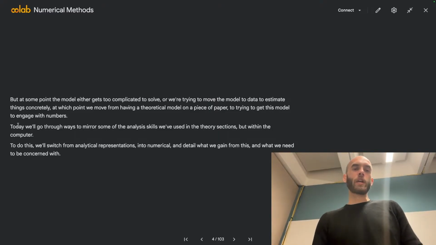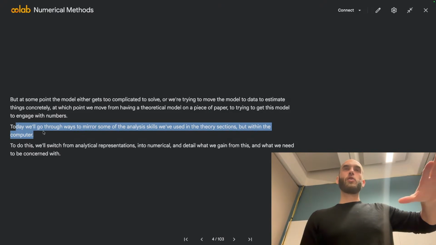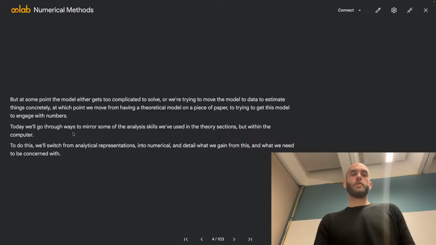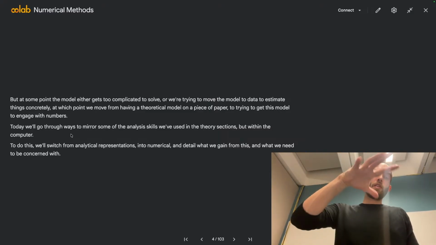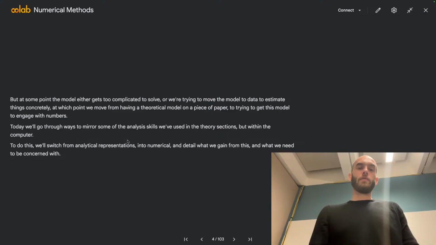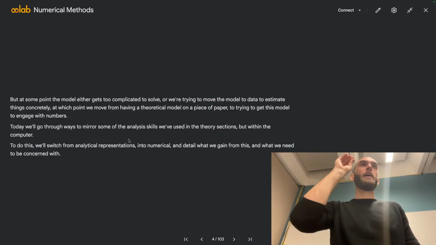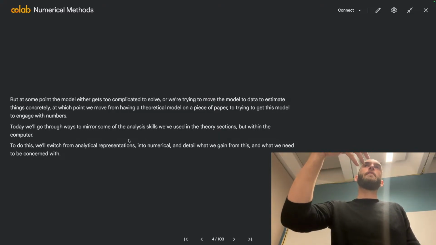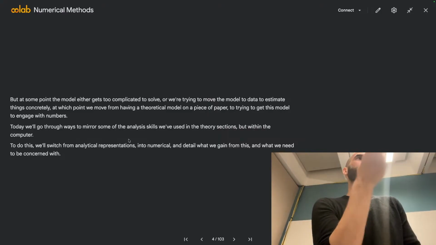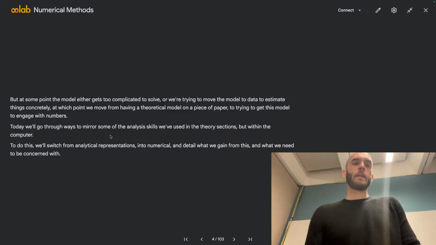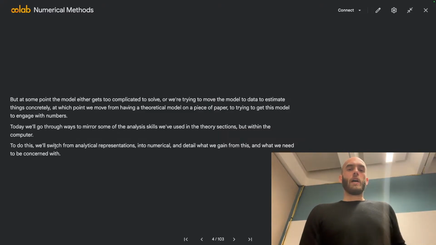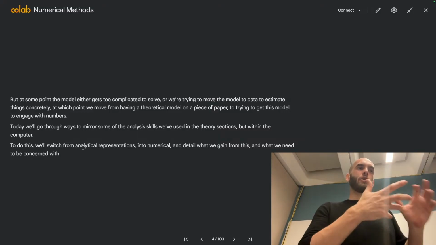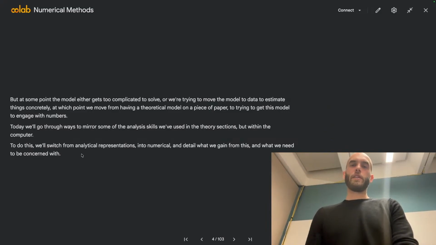So what we're going to do in numerical methods is start this today, and then continue it on Thursday. We're going to try to mirror the analytical skills from theory, but do this with a computer. So we're going to solve systems of equations. When we have specific parameter values, we're going to work through how we do that with a computer. And then we'll also think about how we actually go about estimating the parameter values later in the semester.